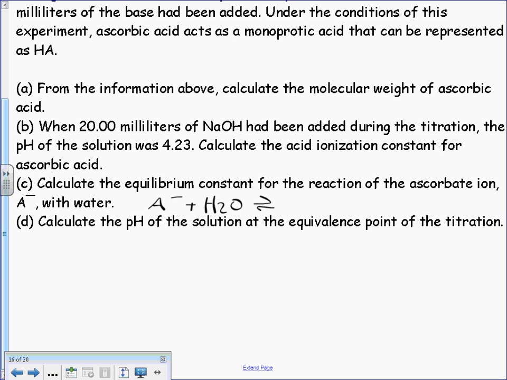It really has no choice. It gets what? It gets an H plus. If there's really no choice here, it has to gain an H plus. So HA forms and hydroxide forms. So what's your next thought in your head?